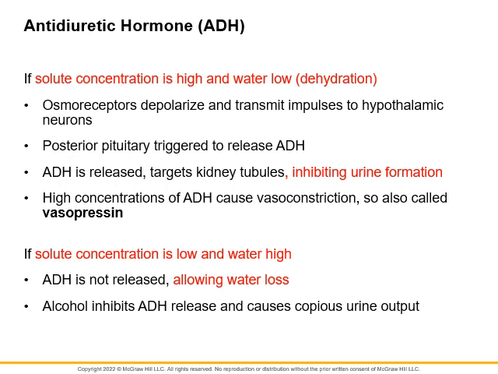You can see here I've spelled it out for you, right? So if the solute concentration is high and the water concentration is low, you're dehydrated, that's going to cause the posterior pituitary to release ADH, antidiuretic hormone. Antidiuretic hormone is going to target the kidney tubules. Right now, we don't know about the kidney tubules. You can just say the kidneys.